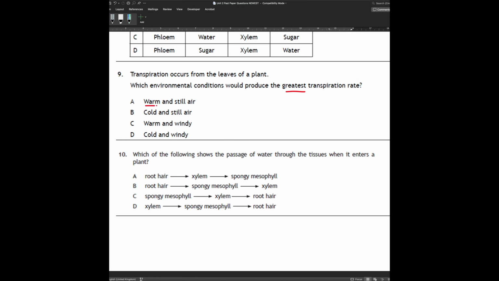This one here is an increase in temperature, that's good, but that's still air, so that's going to be a decrease in wind speed. Cold, no good, neither still air. Warm, good, that's an increase in temperature. Windy, that's an increase in wind speed. And then cold, no good. And windy would be good, but that's only one of the 2 options. So our only correct answer here is going to be C, because an increase in temperature and an increase in wind speed cause an increase in transpiration. So it's going to be this one here, C.